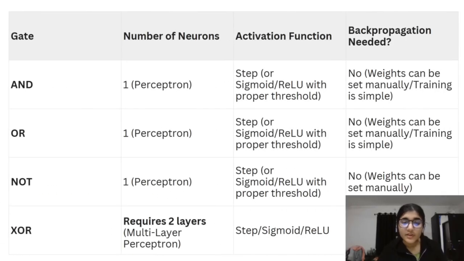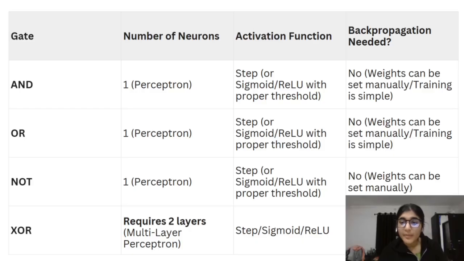Now, this is the table. We will complete this table. The gates are AND, OR, NOT and XOR. The number of neurons in AND is 1, in OR is 1, in NOT is 1, and XOR requires 2 layers. So we have 2. The activation function for AND is step, in OR step, in NOT step, and in XOR step or sigmoid or ReLU.